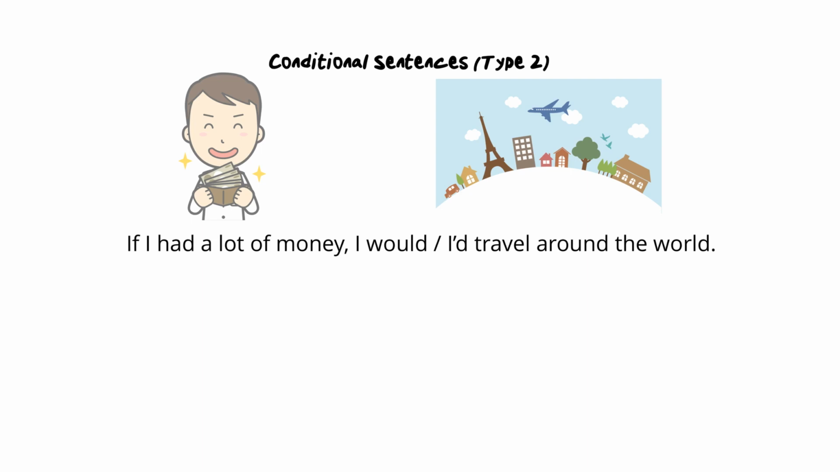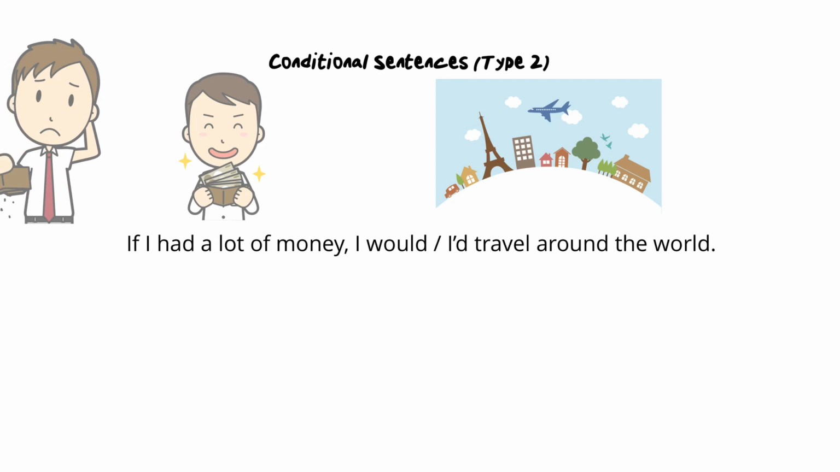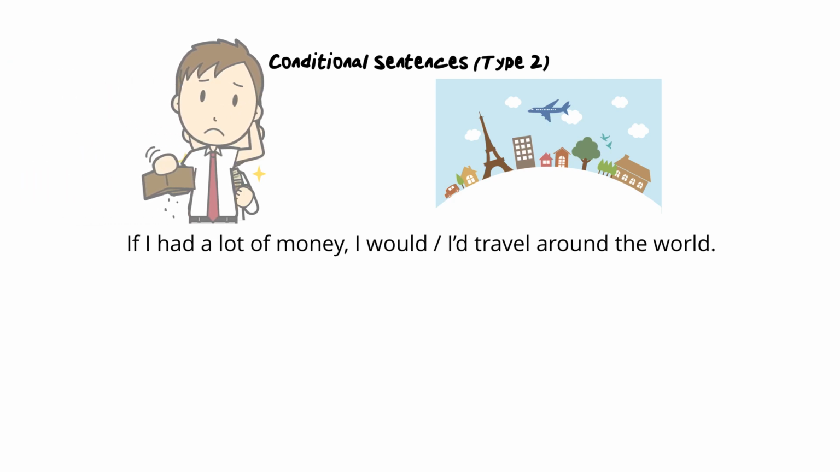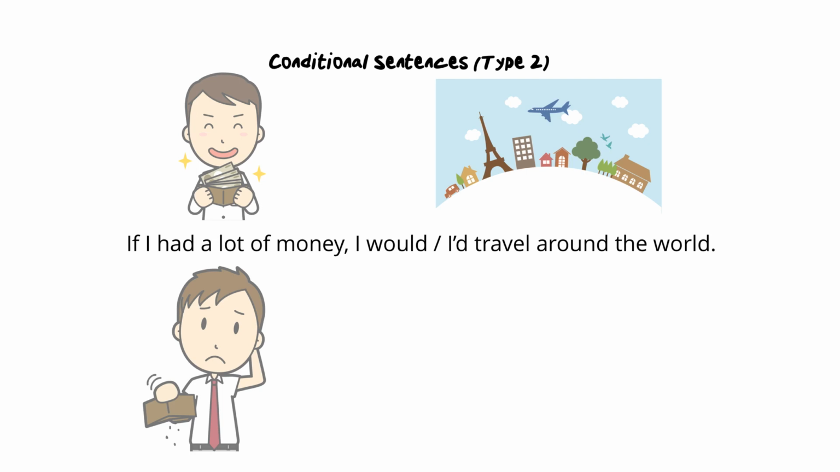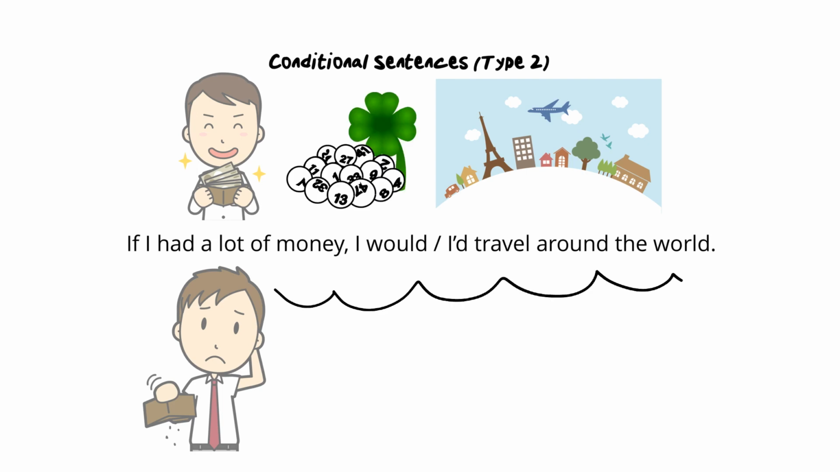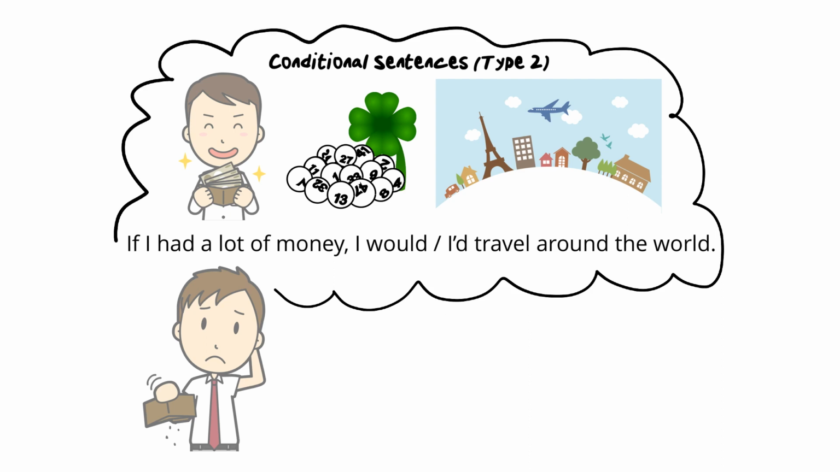If we look at our example sentence, this means: what would happen if I had a lot of money? In fact, I don't have a lot of money. But what would happen in the unlikely event that I, for example, won a lot of money? In this case, I would spend all my money to travel around the world.